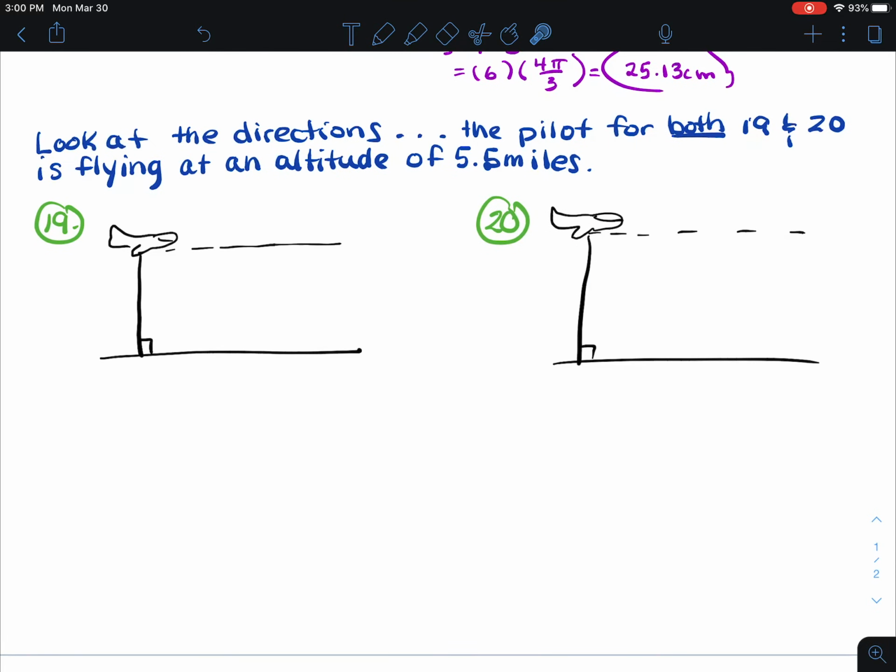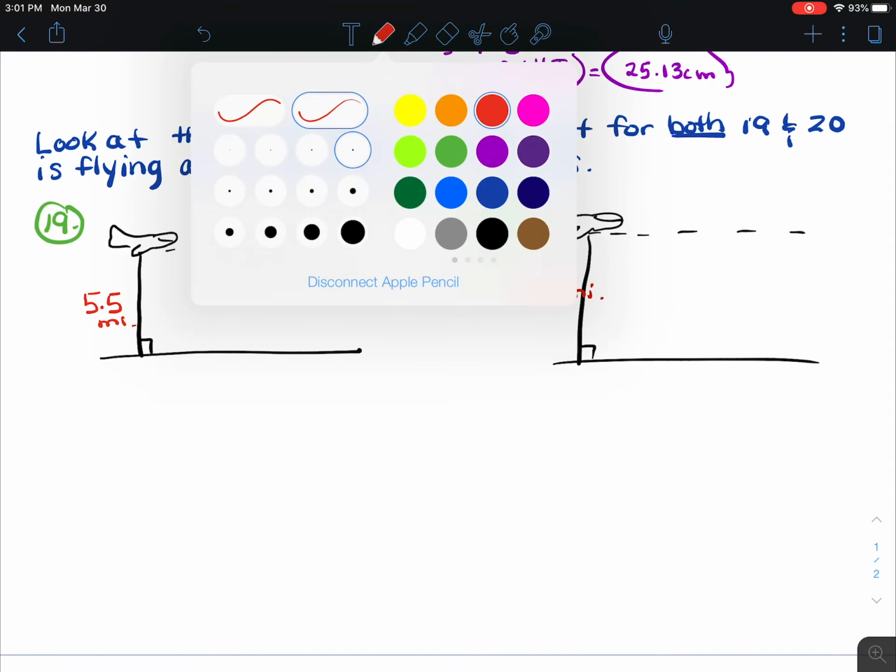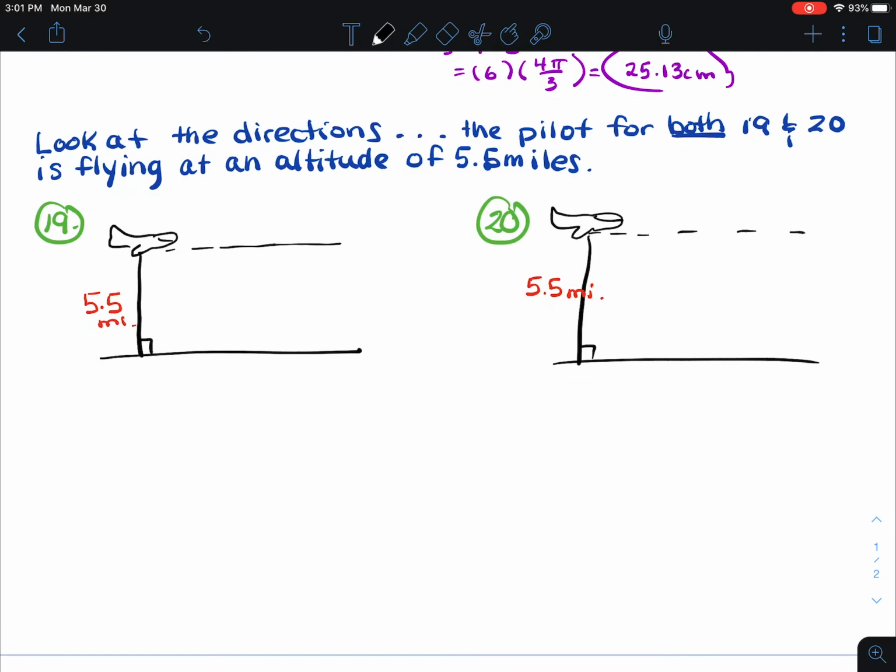Okay, lots of questions on 19 and 20. Again, I will draw your attention, and maybe you missed this. You have to look at the directions in bold above both 19 and 20. You'll see it gives you a really vital piece of information you need, which is in both of these problems, the altitude that the pilot is flying at is 5.5 miles. Okay, so in both of these pictures, I'm going to label this vertical distance here, that's what altitude is, as 5.5 miles.